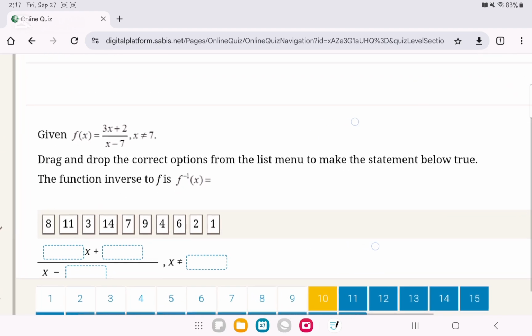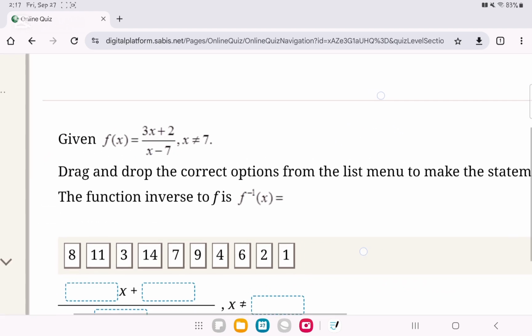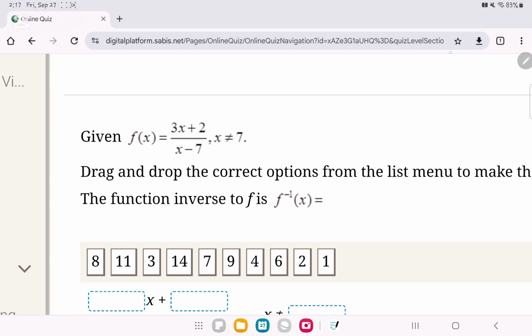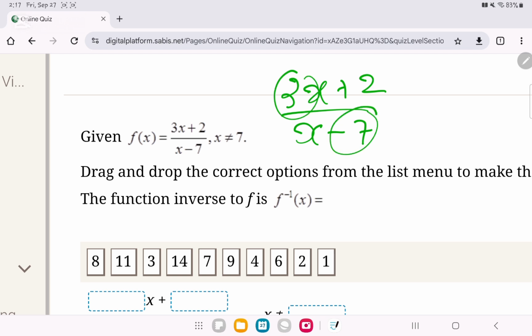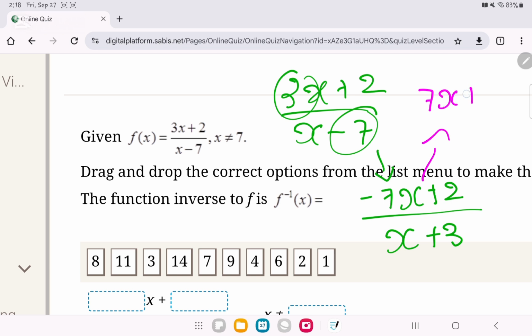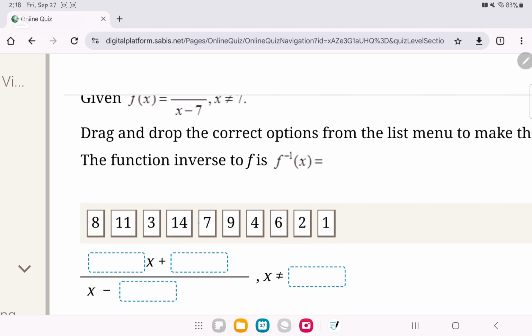Now, let's do it first the easy way, then the hard way, to show you how we do it, okay? If we're going to do it the easy way, we have (3x plus 2) over (x minus 7). We switch these two, and then it becomes (minus 7x plus 2) over (x plus 3). Then we change their signs, so it becomes (7x plus 2) over (x minus 3). So in 3 steps, we got our answer, (7x plus 2) over (x minus 3).